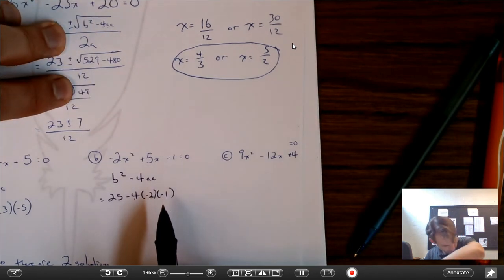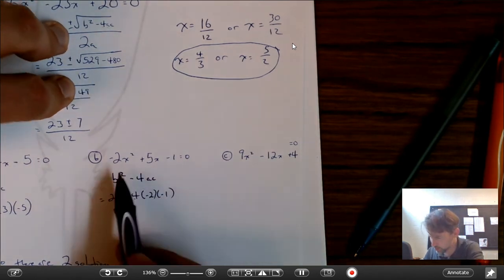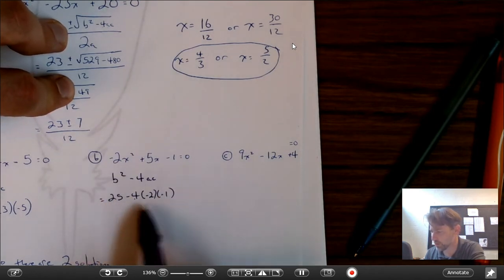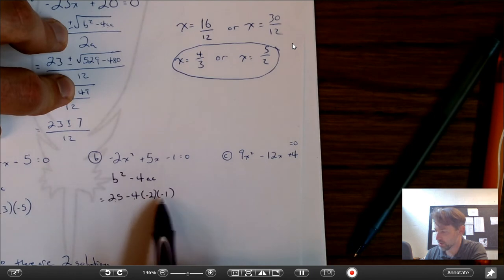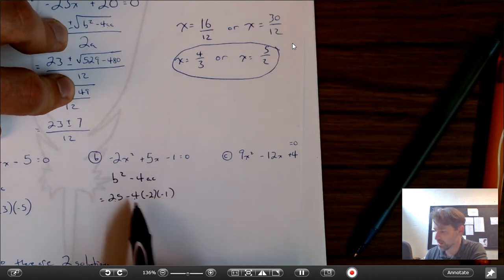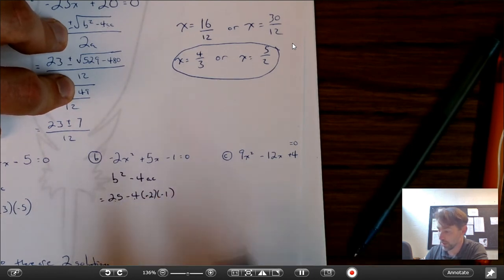Did I write this question down right? Yeah, I did. I'm a little surprised that this one is also positive. Okay, so 25 minus 4 times this is 8. This is negative 8 because I have 3 negatives here. So 3 negatives is still going to be negative.